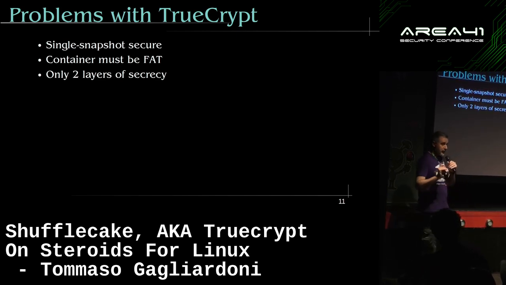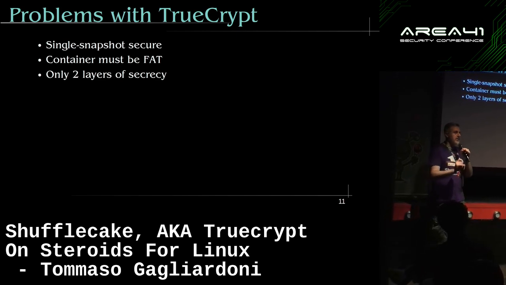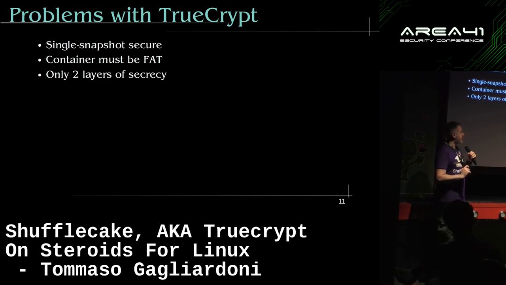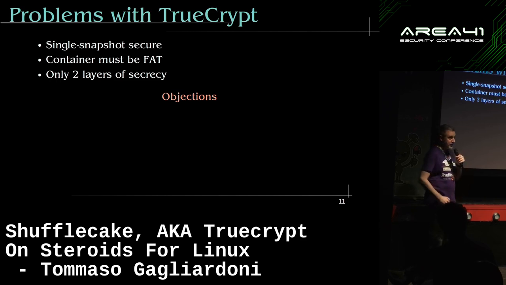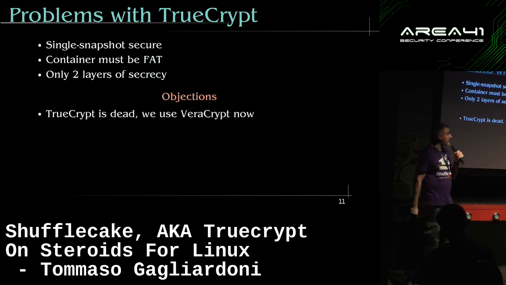At this point, before we progress with the talk, I want to immediately debunk some objections that people usually have when I point out this problem of TrueCrypt. Some of these objections might make a bit of sense, others not, and I don't want to discuss them because I think it's a waste of time. Objection number one: but TrueCrypt is dead. Why are you talking about TrueCrypt? Everyone is using VeraCrypt nowadays. Yes, but as I said, from the technical point of view, it's the same. So whatever I'm saying about TrueCrypt also applies to VeraCrypt for the sake of this talk.